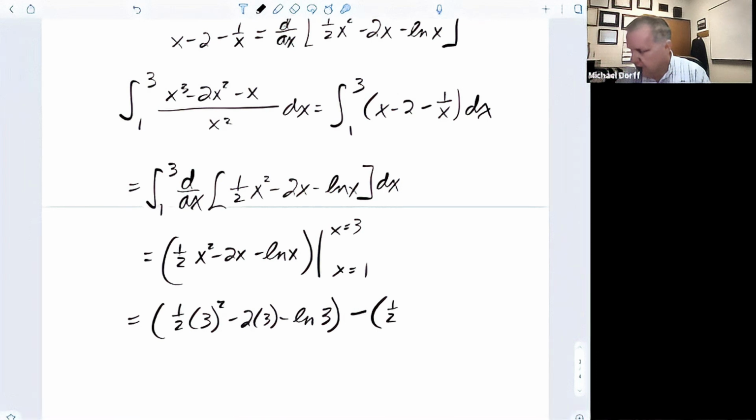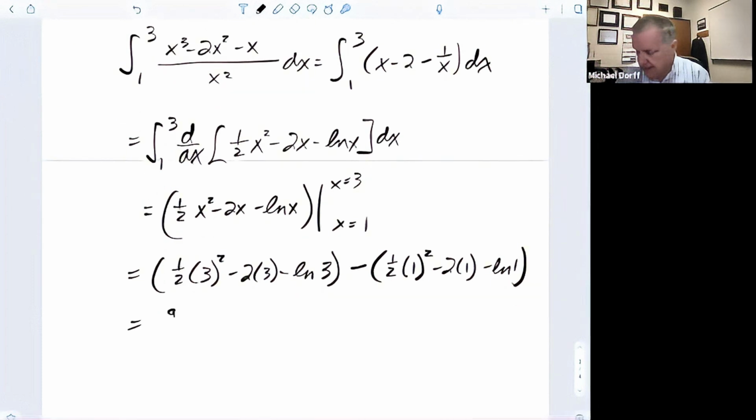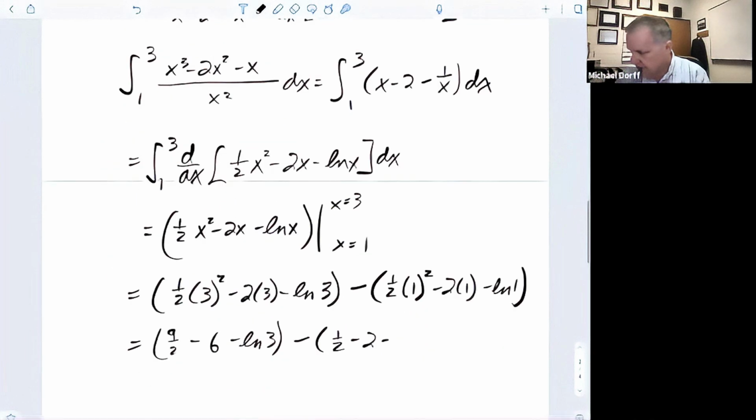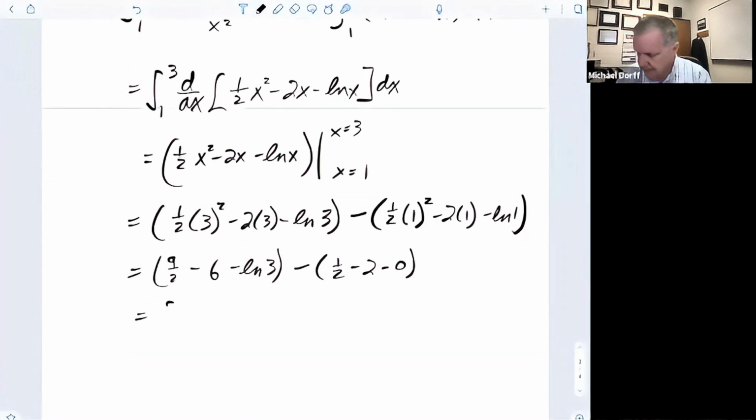And now I do 1/2, and I replace the x with a 1. So I have 1/2 times 1 squared minus 2 times 1 minus natural log of 1. Let's simplify this. I get 9/2 minus 6 minus natural log of 3 minus 1/2 minus 2. And then what's the natural log of 1? Natural log of 1 is 0. So then I have 9/2 minus 6 minus natural log of 3.